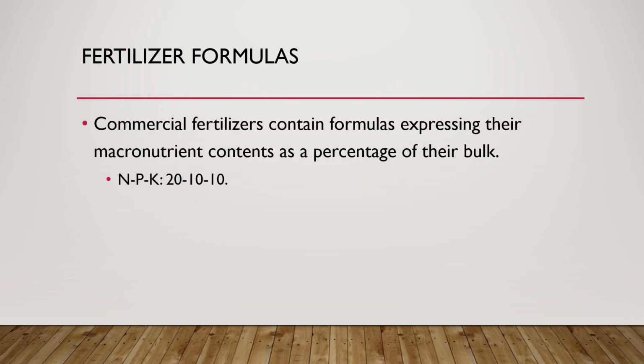So commercial fertilizers have formulas expressing their macronutrient contents as a percentage of their bulk, and by law they have to have nitrogen, phosphorus, and potassium on the label. And so these are just percentages. So this is 20% nitrogen, 10% phosphorus, 10% potassium, and 20 is a pretty high number, so that's going to be a pretty fast release fertilizer. When you're trying to use an organic fertilizer, you would want to use something with a nitrogen of like 3%, because it's going to be much slower, but it's going to be much safer for the environment.